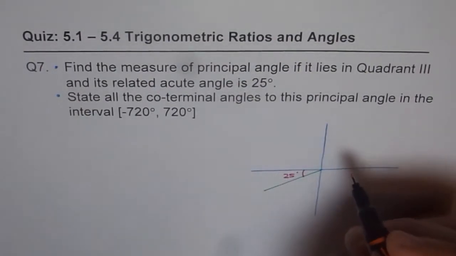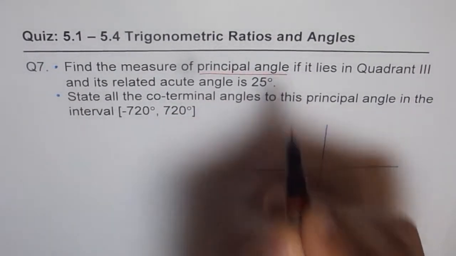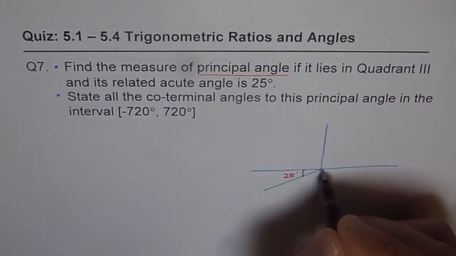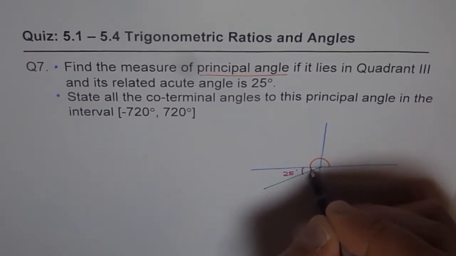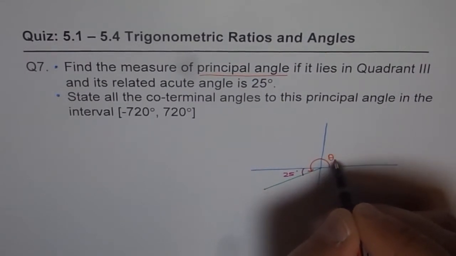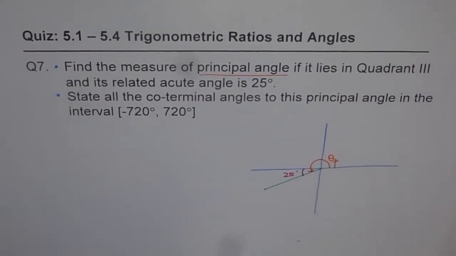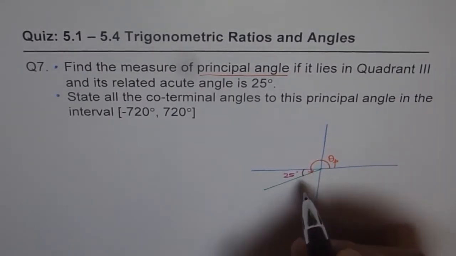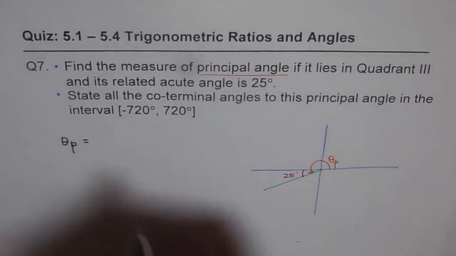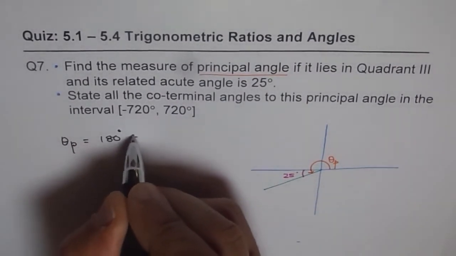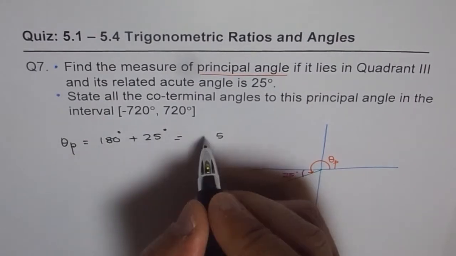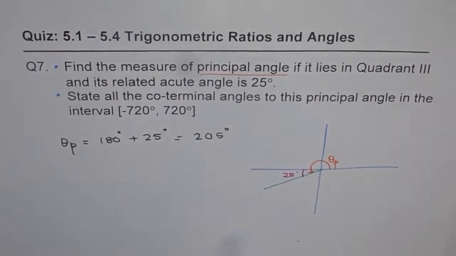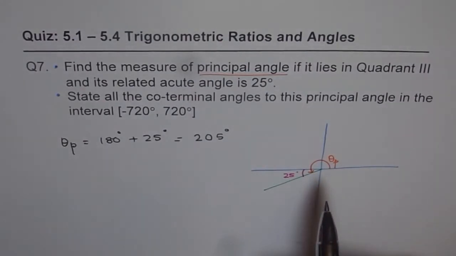What is the principal angle? Principal angle is the angle which is always measured from the positive x-axis to the terminal arm in the counterclockwise direction. So that is our angle theta p. Now how much is theta p? We can find that by adding 180 degrees to 25. So the principal angle theta p is equal to 180 degrees plus 25, which gives us 205 degrees. So that is the principal angle. That's part 1 of the question.